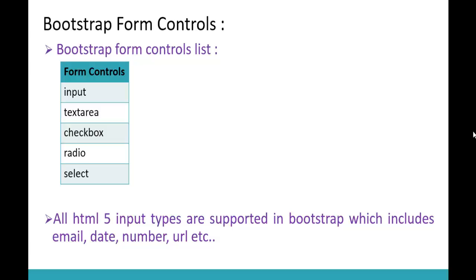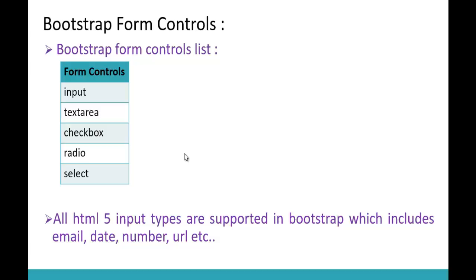And here is a list of Bootstrap form controls. They include input, textarea, checkbox, radio, and select elements or select controls. In the last session we worked with the two input types. They include text as well as password. But as of now, keep in mind all the HTML5 input types are supported in Bootstrap, which includes email, date, number, URL, etc. In the sense, all the HTML5 input types are supported in Bootstrap.